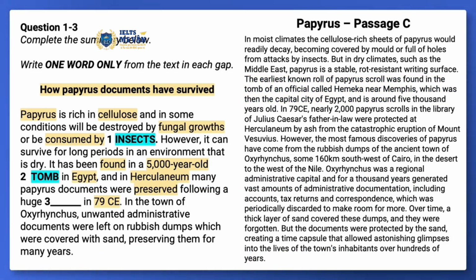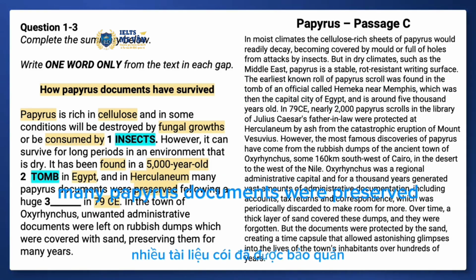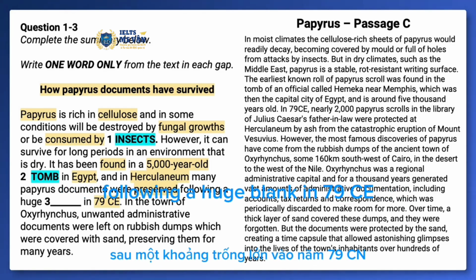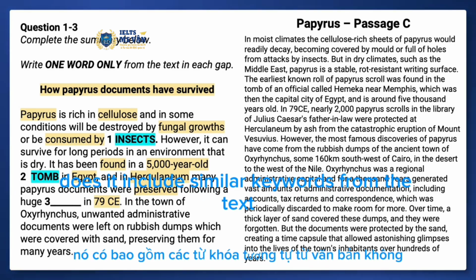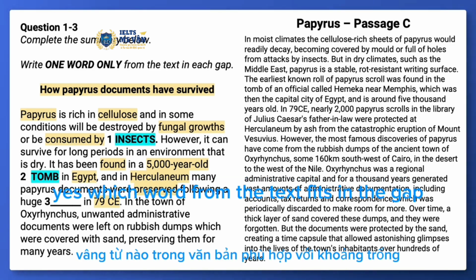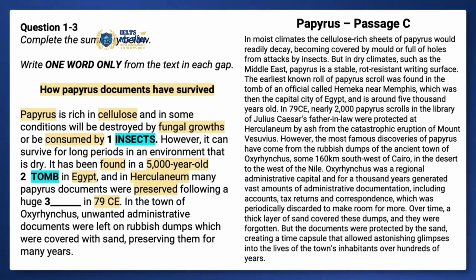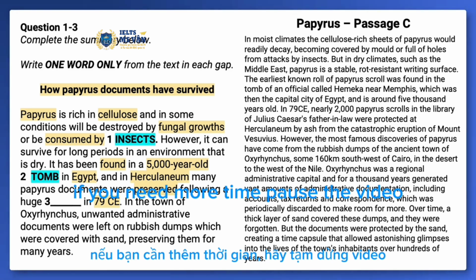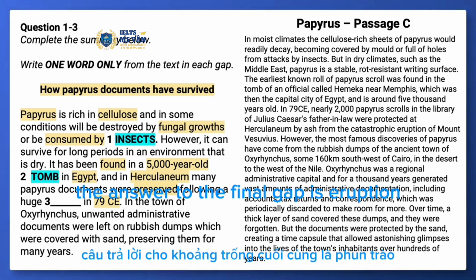Here's the final question. And in Herculaneum, many papyrus documents were preserved following a huge blank in 79 CE. Does it include similar keywords from the text? Yes. Which word from the text fits in the gap? If you need more time, pause the video. The answer to the final gap is eruption.